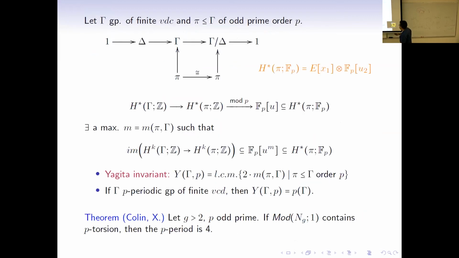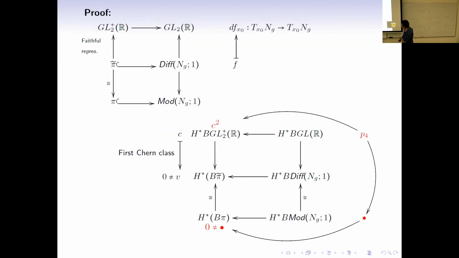taking twice this, then this m is going to be 2 times 2 is 4, and that's how we get that the period is exactly 4. But this is the idea behind that.